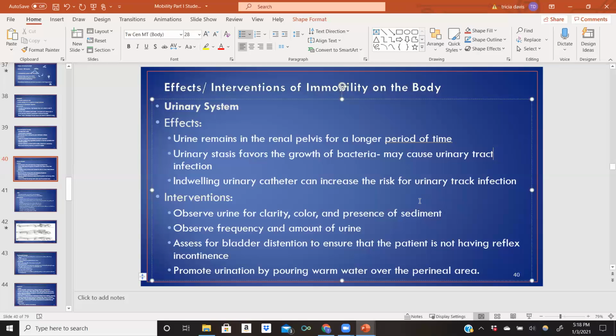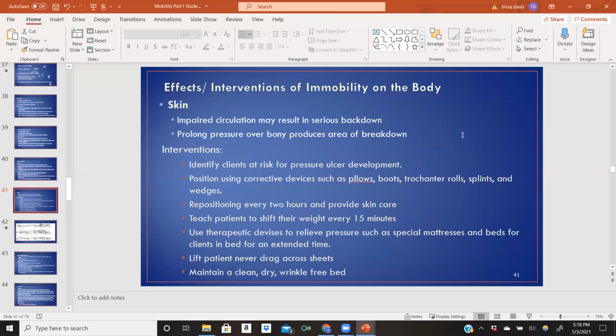And then you want to promote urination by, you can pour warm water over the perineal area. Sometimes you can run water. You can put warm wash rags on the abdomen. For men, it's just as simple as standing up and using a urinal. It's very, very hard for men to pee laying in bed. And then even for women, sometimes you just get them up and you can assist them to a bedside commode or the toilet, and they can actually pee like that instead of having to struggle to use the bedpan. It's really hard for some people to use a bedpan.